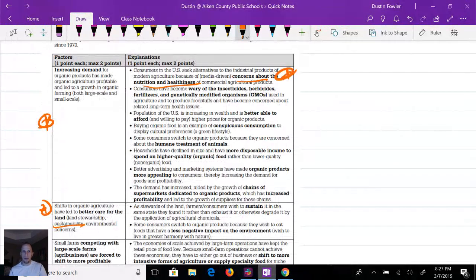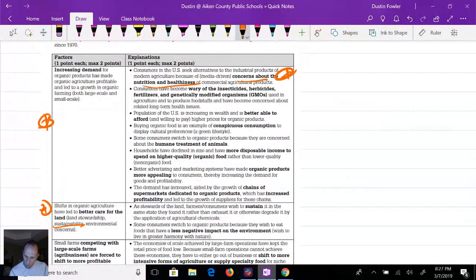So I got the explanation point for that as well as the ID point. So let's look at the next one. So far I've got 3 points for part B. Therefore, organic farms have increased steadily to meet this demand. I connected it to the question.